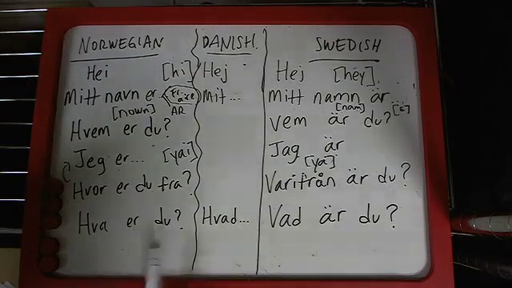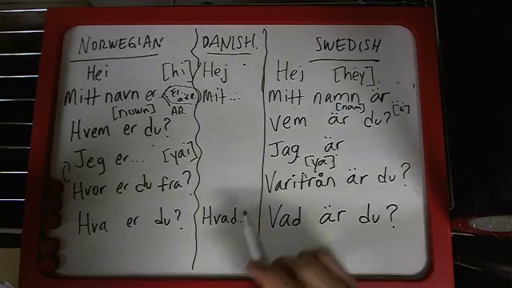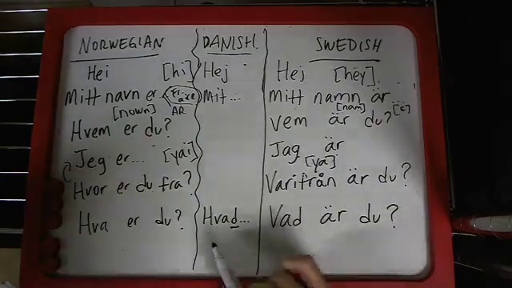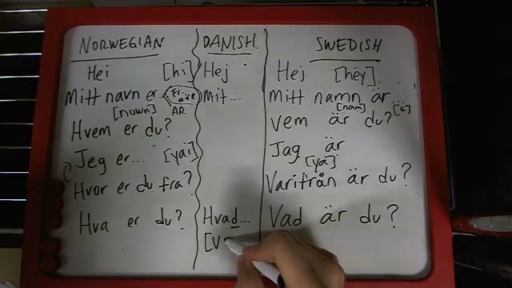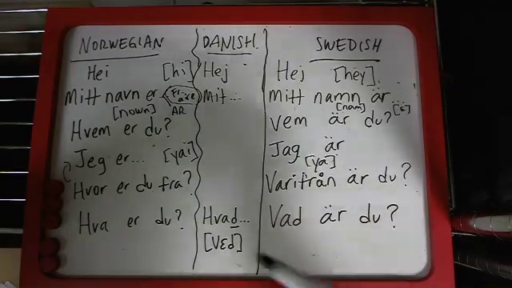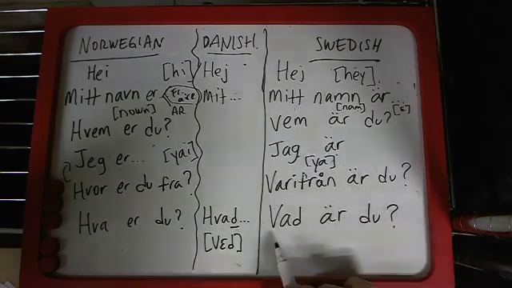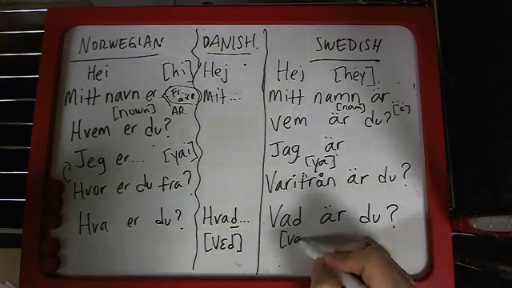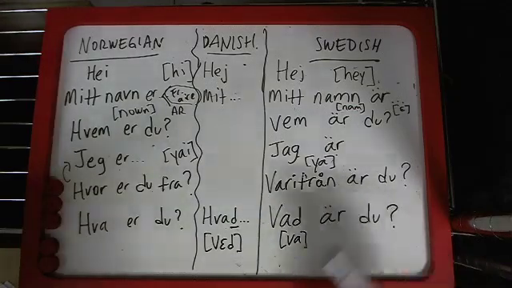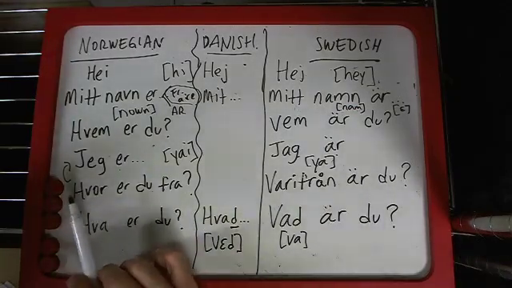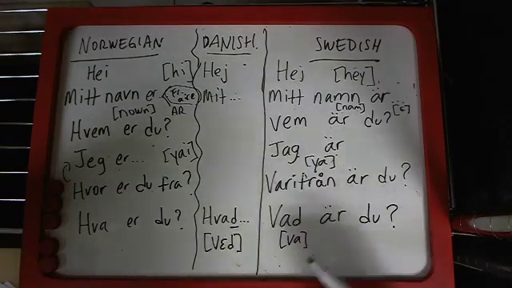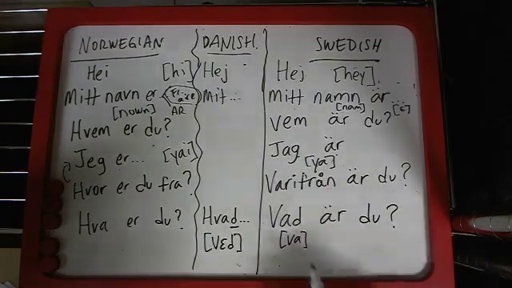Vad är du? In Danish, the spelling is different. You have this extra D, but the pronunciation is also a little bit different, this is almost like a ved. What are you? In Swedish, it's just a vad. Vad är du? What are you? And she says, I'm a student. So in Norwegian, it's jeg er student. In Danish, jeg er student. In Swedish, it's jag är student.